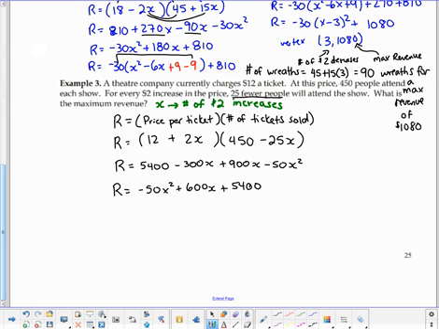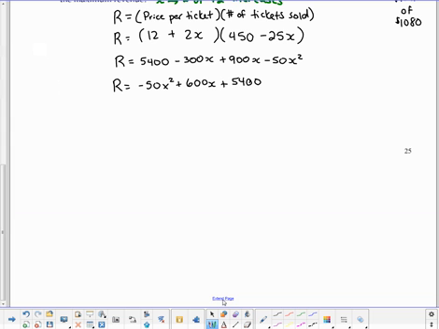Okay, did you get something similar? Yeah? Yep. Where do we go from here? Yeah, complete the square. So take the negative 50 out. x squared, what's inside our brackets? Minus 12x. How do you get that? We're factoring out negative 50, so we're dividing each of those by negative 50.